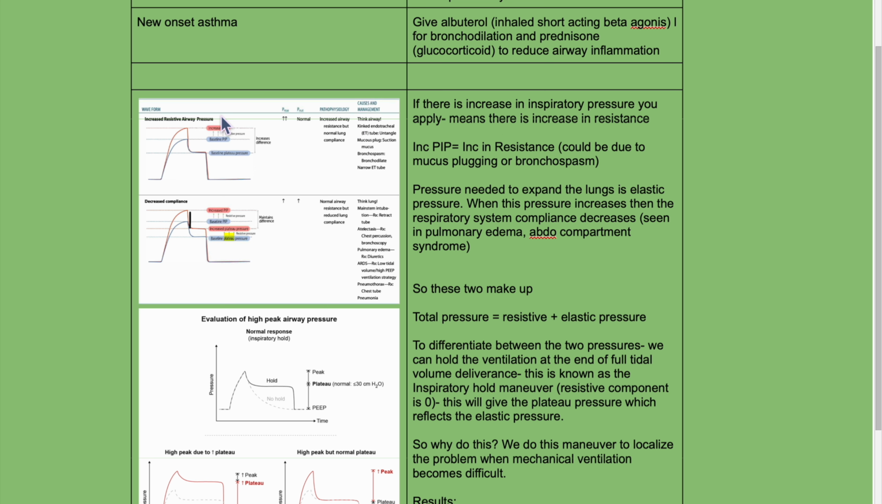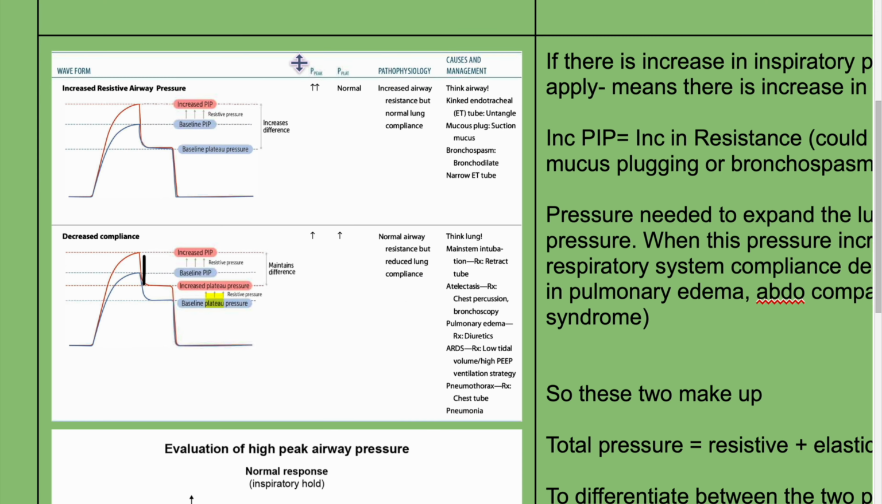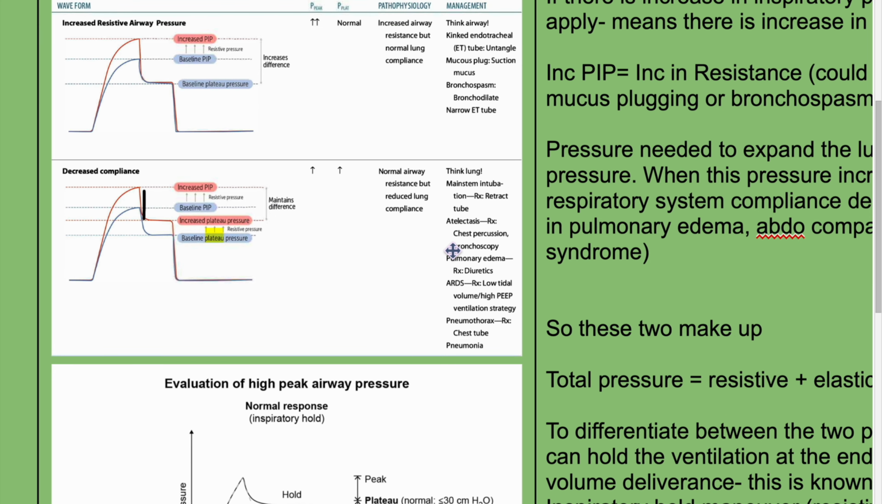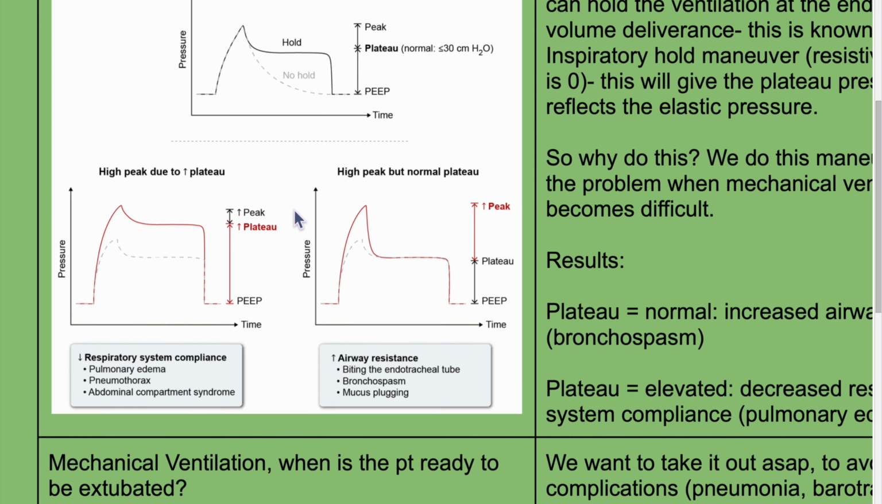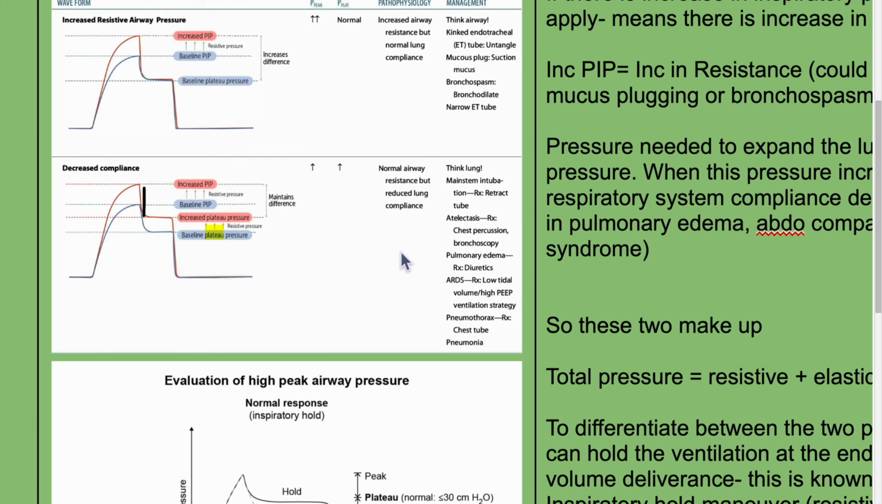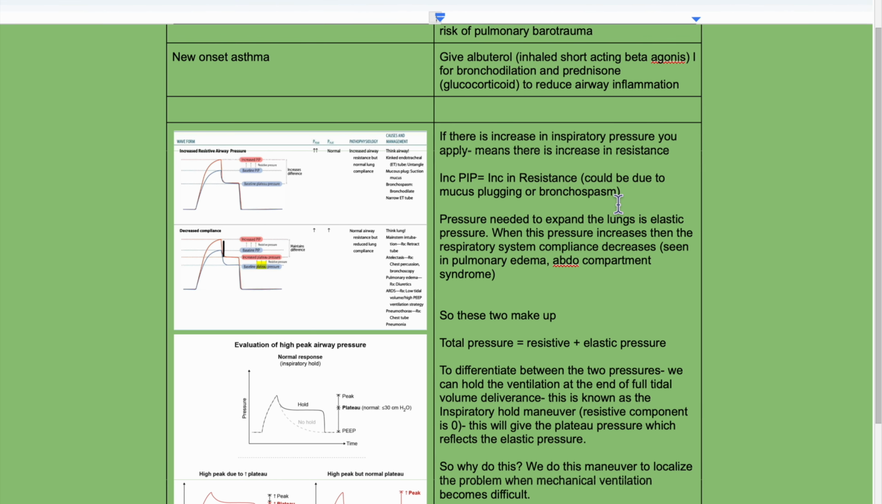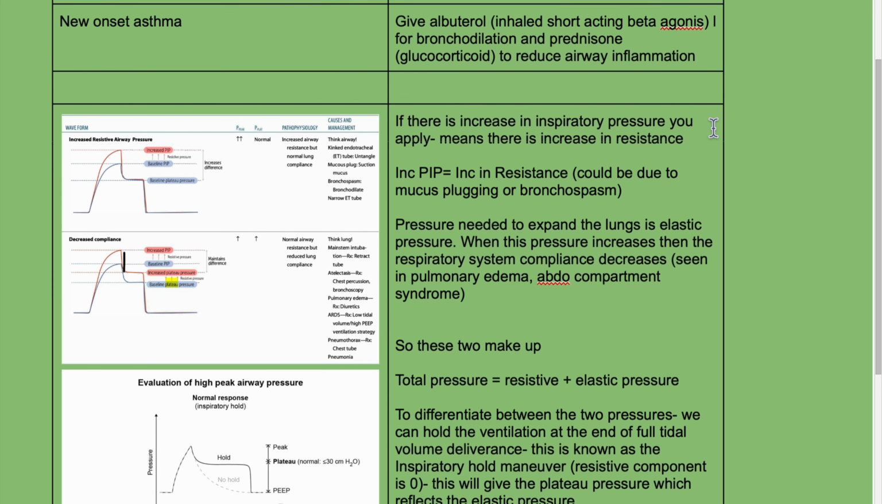If you have seen the video on the respiratory chapter from Step 2 FA, we go over this over there. That's where this is from, and this is from the QBank. If there is an increase in inspiratory pressure applied, it means there is an increase in resistance.